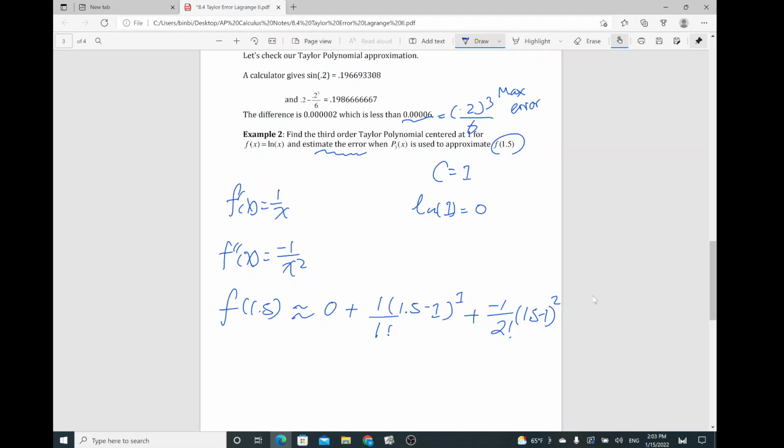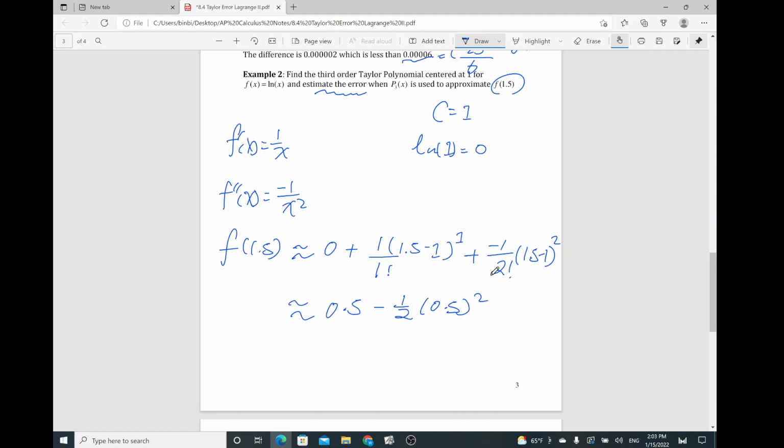So P sub 3 of x has 3 terms: 1, 2, 3. Let's find out what that is. This is 1.5 minus 1, which is 0.5 to the first power, so just 0.5, minus 1 over 2 factorial, which is 1 half, times 0.5 quantity squared. So this is a Taylor polynomial with the third order approximation.